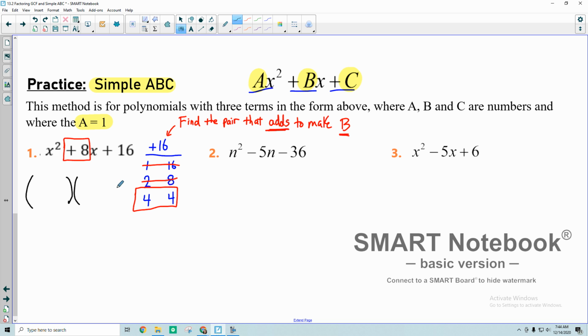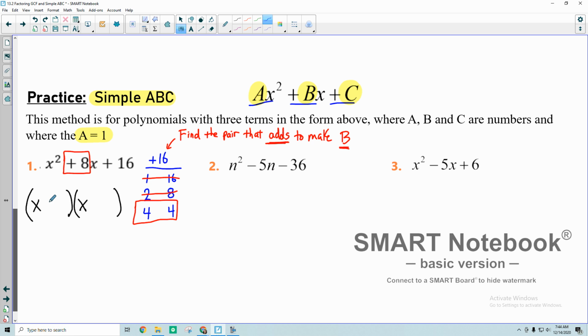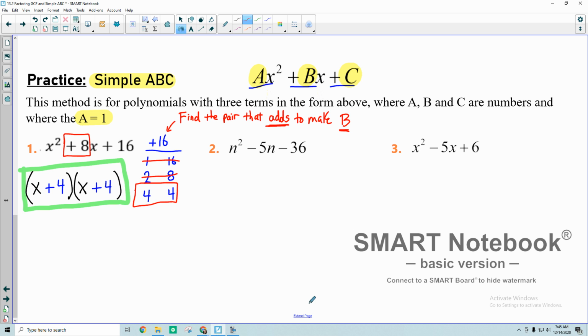So 2 sets of parentheses. They'll both begin with x, so x and x. And then the second terms are these numbers that I just found, and I want to include the signs with them too. They're always going to have a plus or subtraction sign in between. So since these are both positive 4, I'll put plus 4 and plus 4. Done. That is my answer. So I factored x squared plus 8x plus 16 into these 2 binomials.